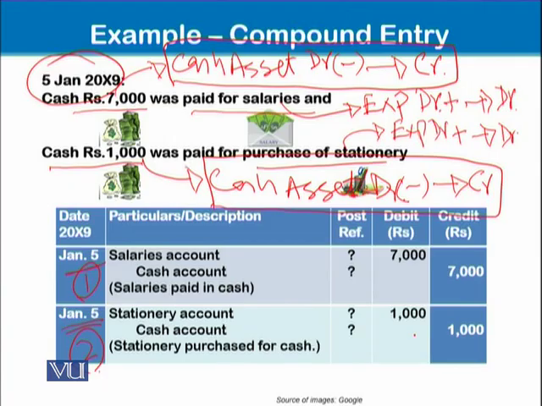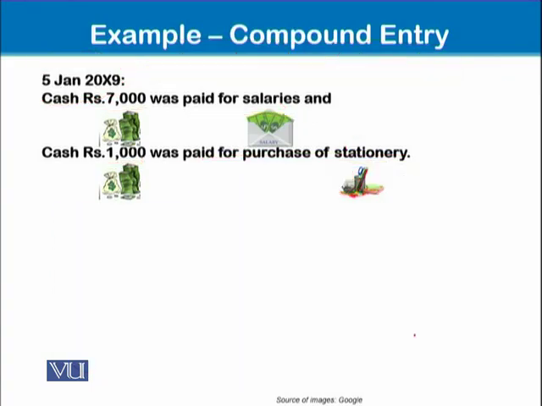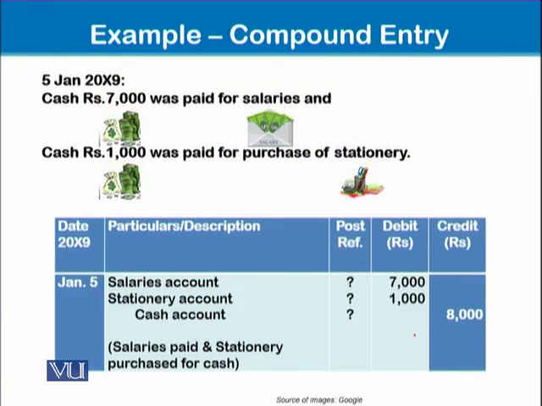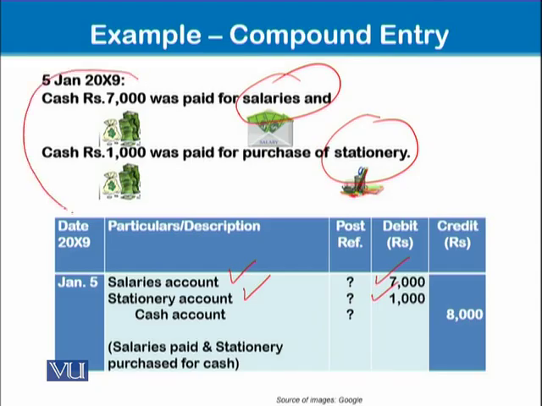instead of recording two accounting entries in our journal, we can record one accounting entry. So what we are doing, in fact, is recording salary and stationery as debit, putting their amounts in the debit side, and cash being credited on the same day is credited here. We put it below the salary and stationery accounts and put its amount in the credit side. And the narration is that salary is paid and stationery purchased for cash.